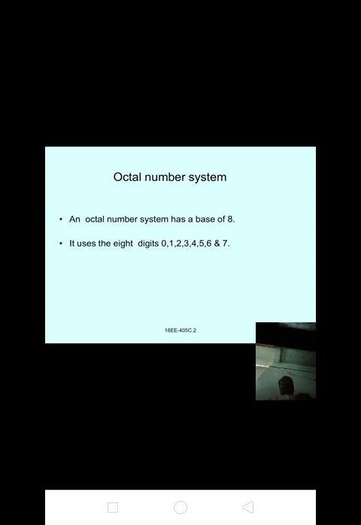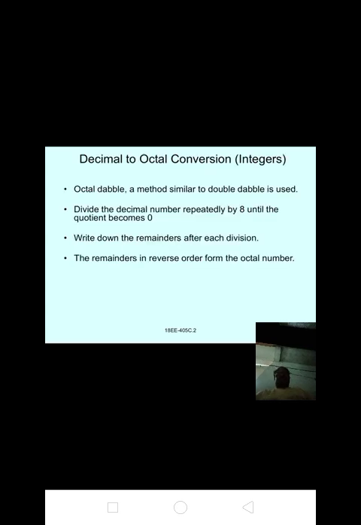The base of the octal number system is 8. Okay, you are observing it. I am explaining it for the third time. For easy and clear observation, it uses 8 digits: 0, 1, 2, 3, 4, 5, 6 and 7.